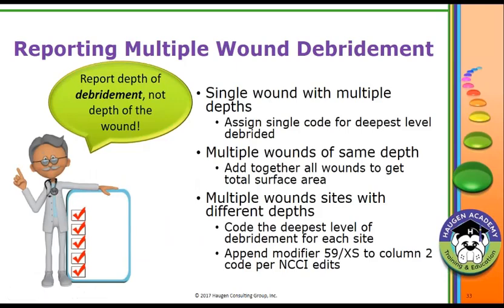For multiple wound debridement, first of all, remember you're reporting the depth of the debridement, not the depth of the wound. So the depth of the wound will be coded with your ICD-10-PCS code, but the depth of the debridement is coded with your CPT code. So single wound with multiple depths, you're going to assign a single code for the deepest level debrided. If you have multiple wounds of the same depth, you're going to add all of those wounds together to get the total surface area. And multiple wound sites with different depths, you're going to code to the deepest level for each debridement site with the appropriate square centimeters. And then make sure that you use modifier either 59 or XS if your payer accepts it in order to satisfy your column 2 NCCI edit.